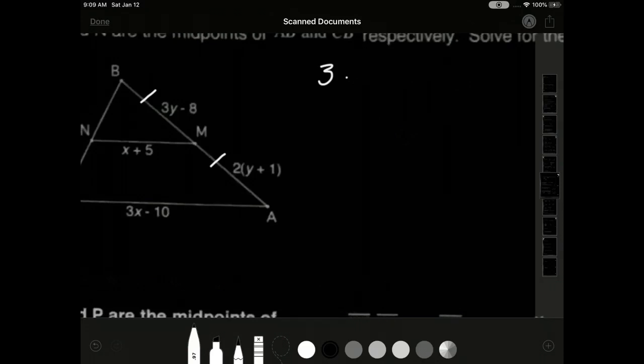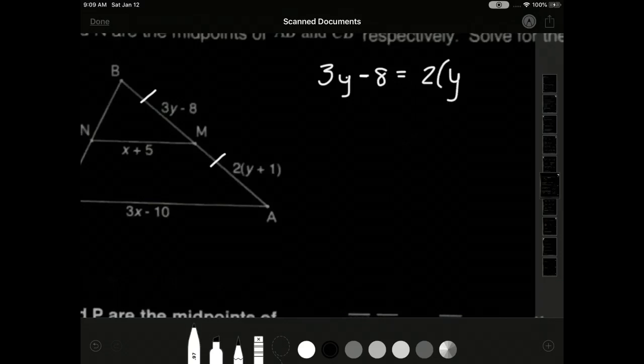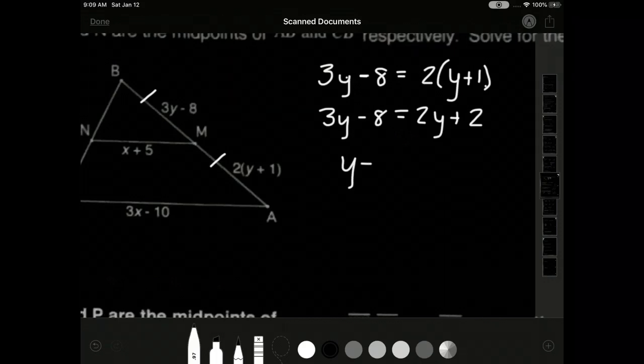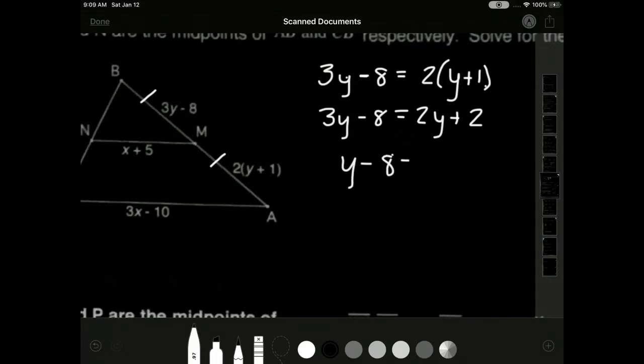We have 3Y minus 8 equals 2 times Y plus 1. So if we distribute our 2, we get 3Y minus 8 equals 2Y plus 2. We could subtract our 2Y and we get Y minus 8 equals 2. And then we can add our 8 and we get Y equals 10.